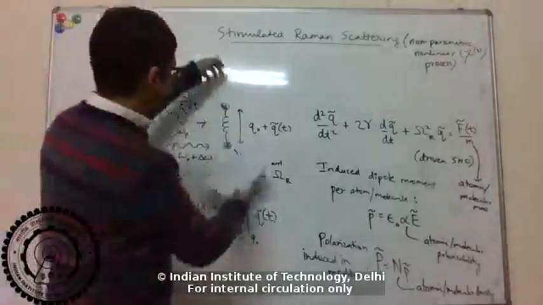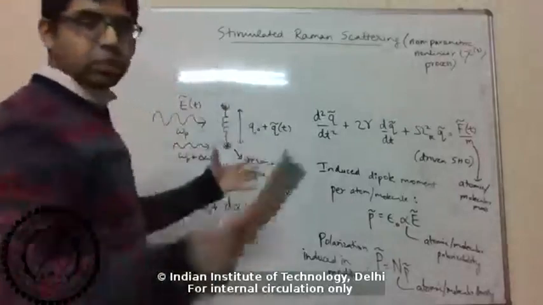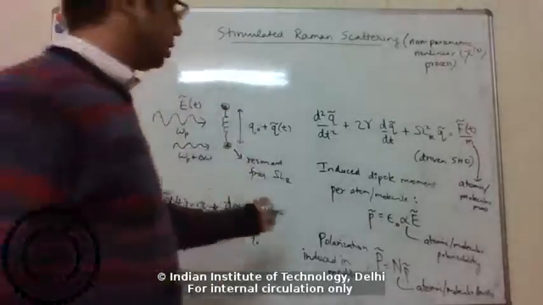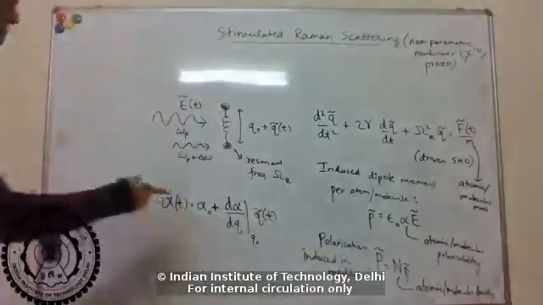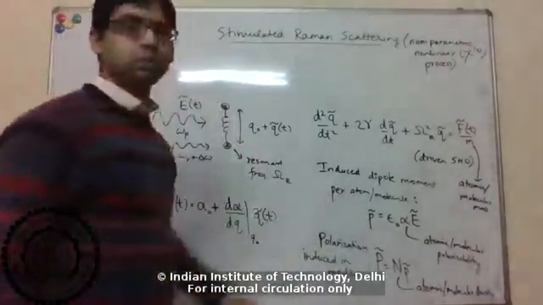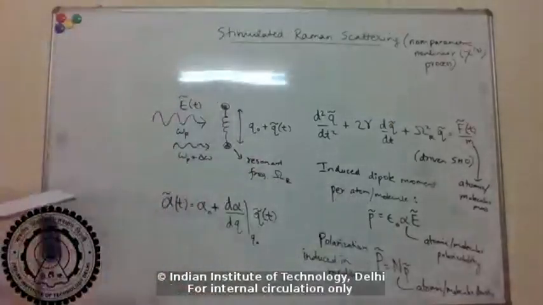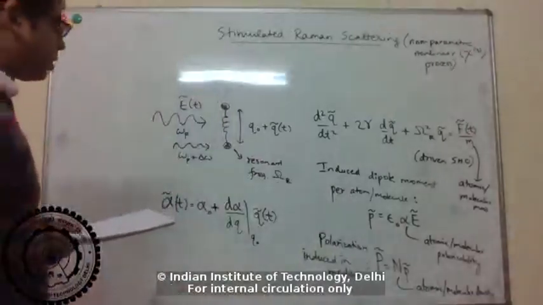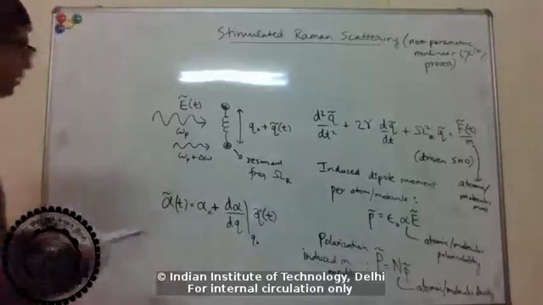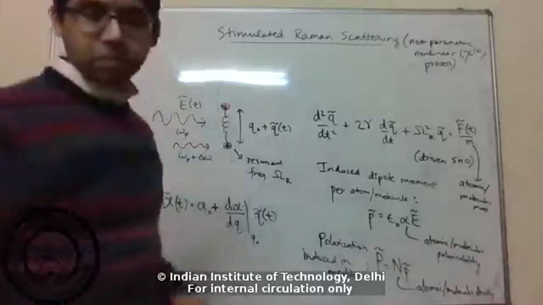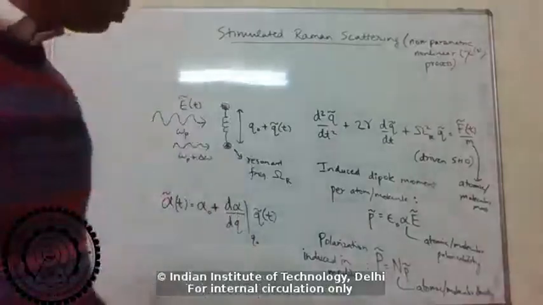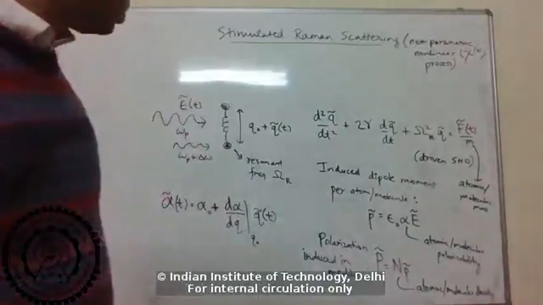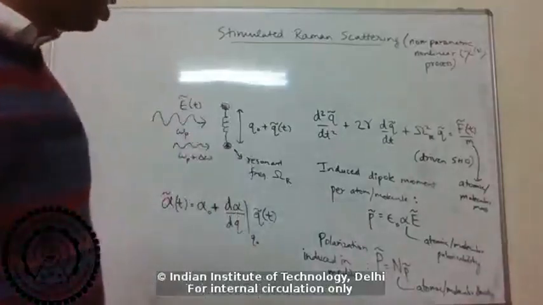So basically this bond is stretching and compressing, and the electron distribution is changing, which is causing a dipole moment to be induced. Now that is time dependent. So basically we have an oscillating dipole. That vibration is induced by the electric field which is incident on the molecule.